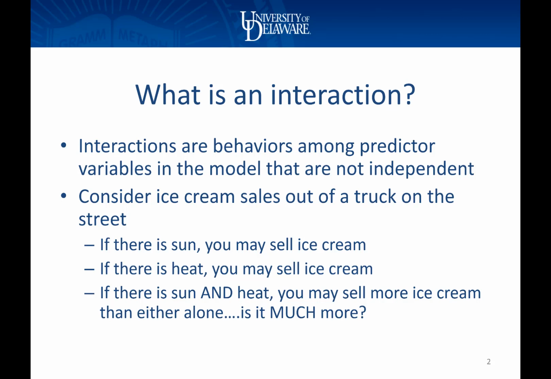This is an interaction, where the presence of two things at the same time really bumps up sales or bumps down sales depending on the situation. There's an effect on ice cream sales that comes from the two things happening together. That would be an interaction between sun and heat.